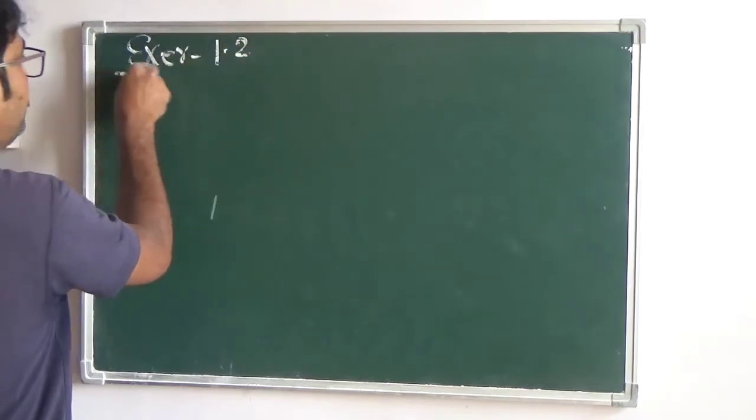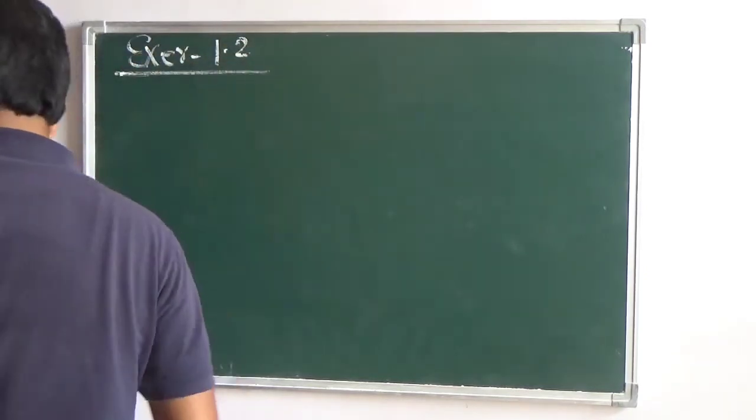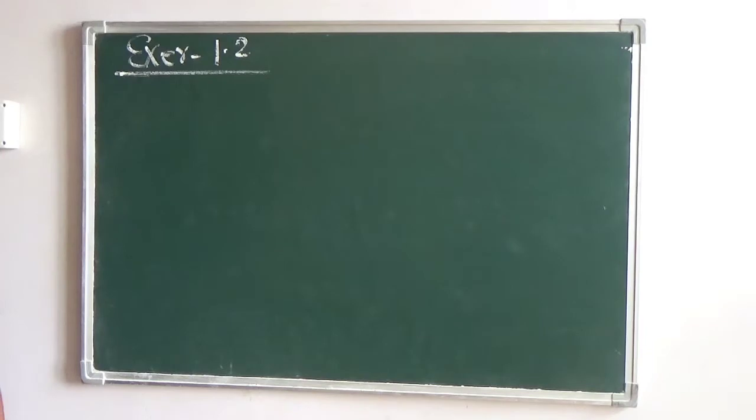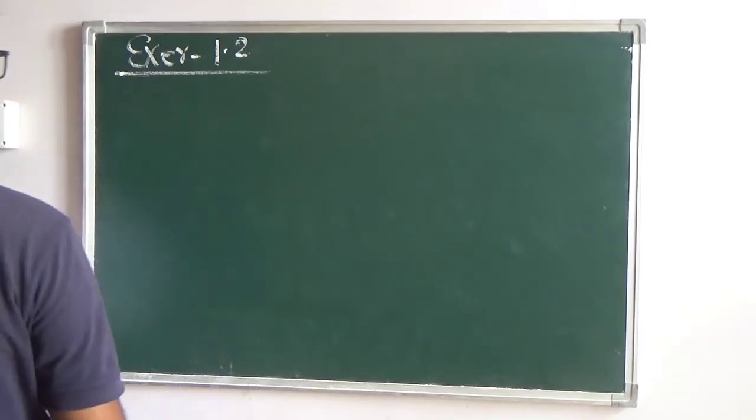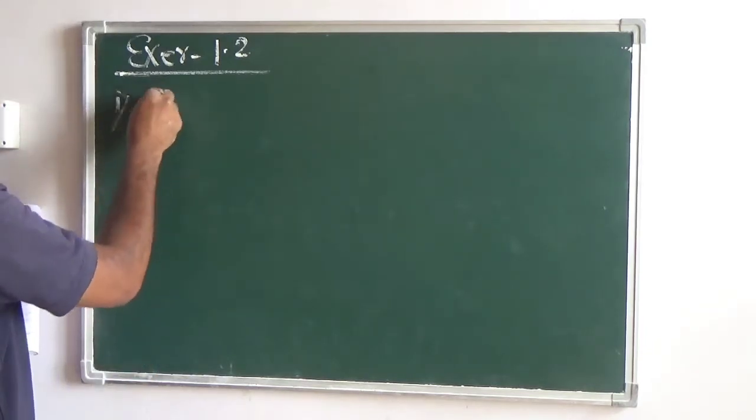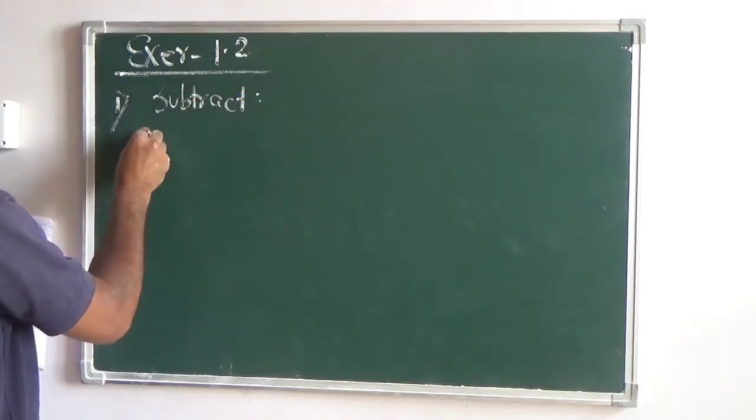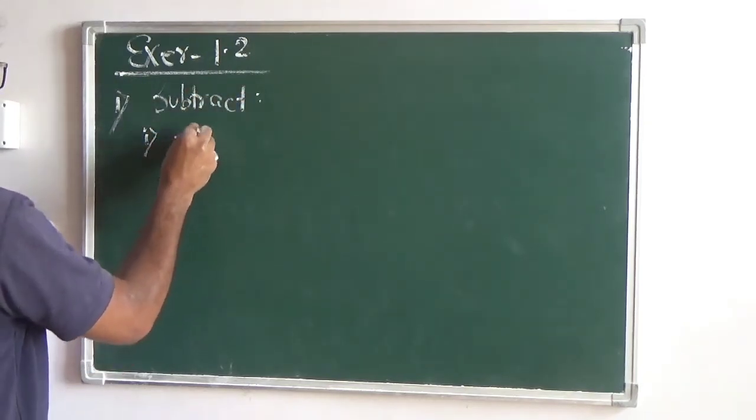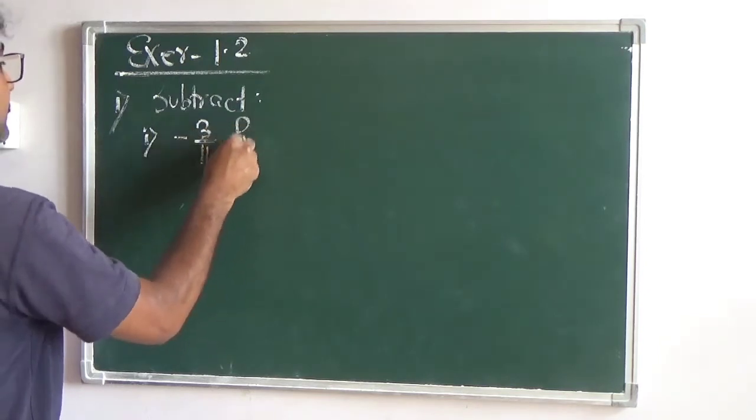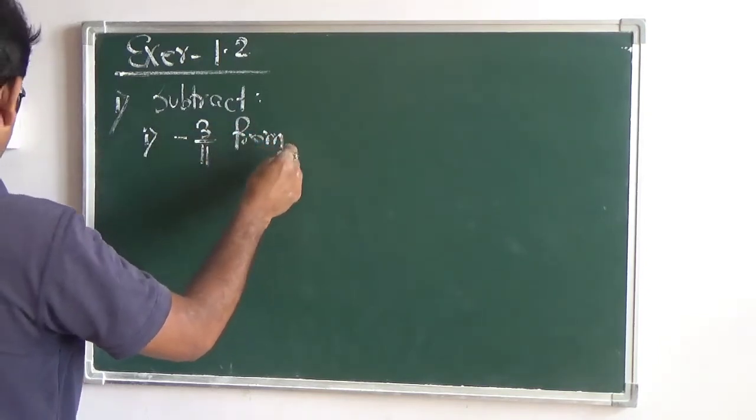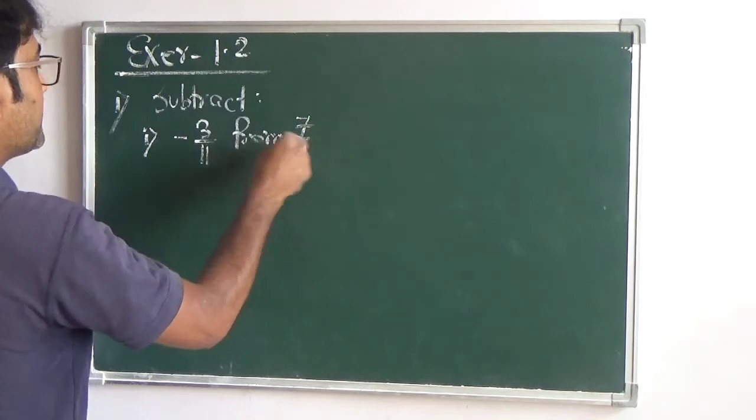Exercise 1.2. The first question, subtract part 1, minus 3 by 11 from 7 by 11.